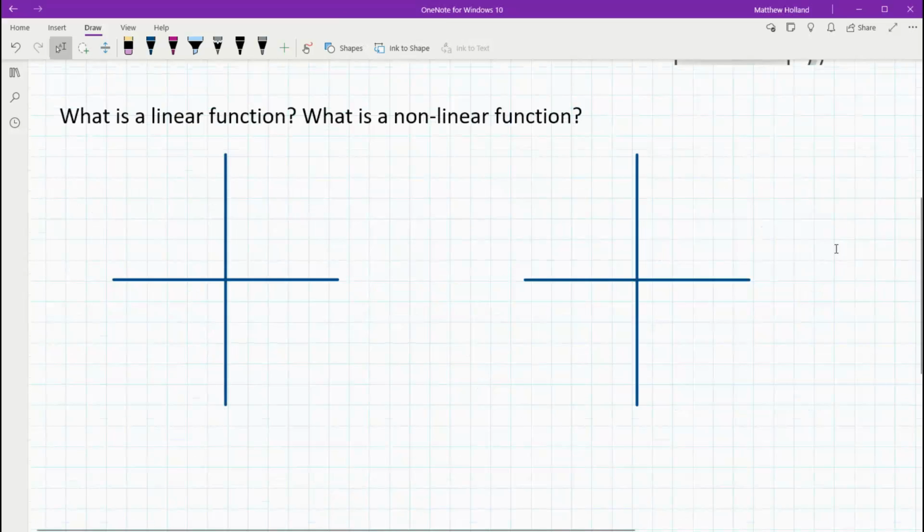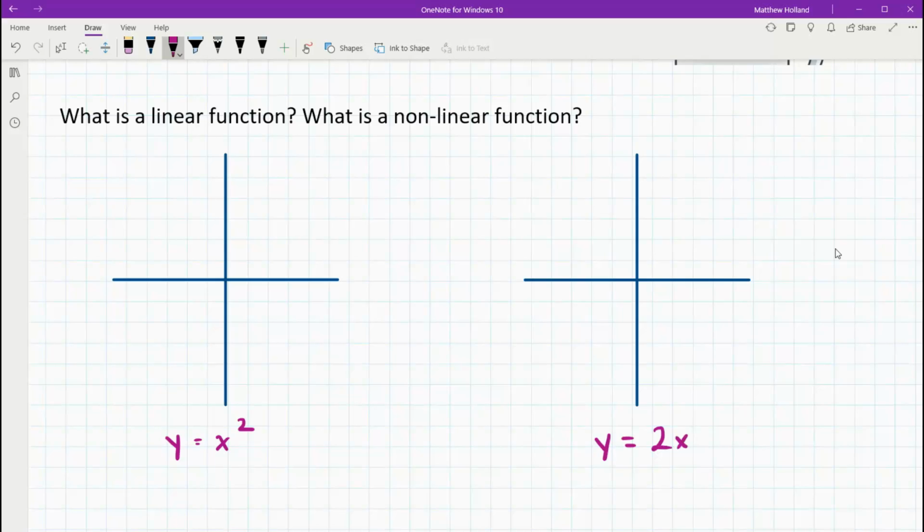Okay, so today we're going to be talking about what's a linear function and what is a nonlinear function. So let's look at the example that we did in the attendance question, which was f of x equals x squared. Now, if you remember, I was saying you probably don't need to know this notation, so I think for simplicity's sake, I'm just going to say y equals x squared. And let's compare it to another function that says y equals 2x. And so we're going to try to answer this question, what is a linear function and what is a nonlinear function?